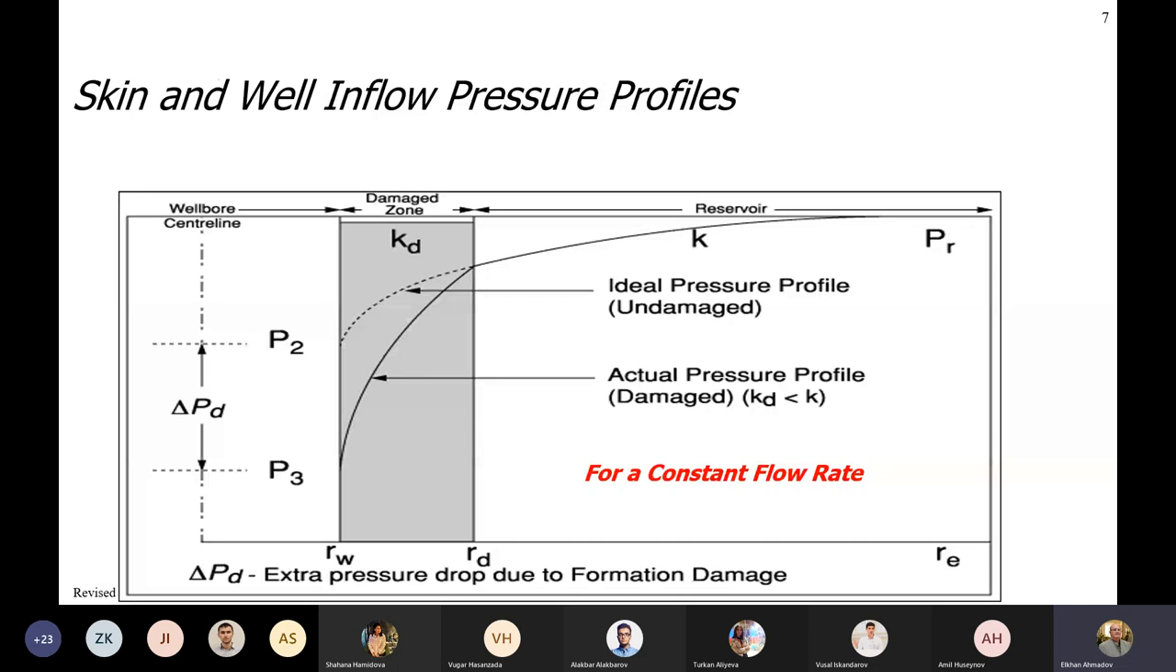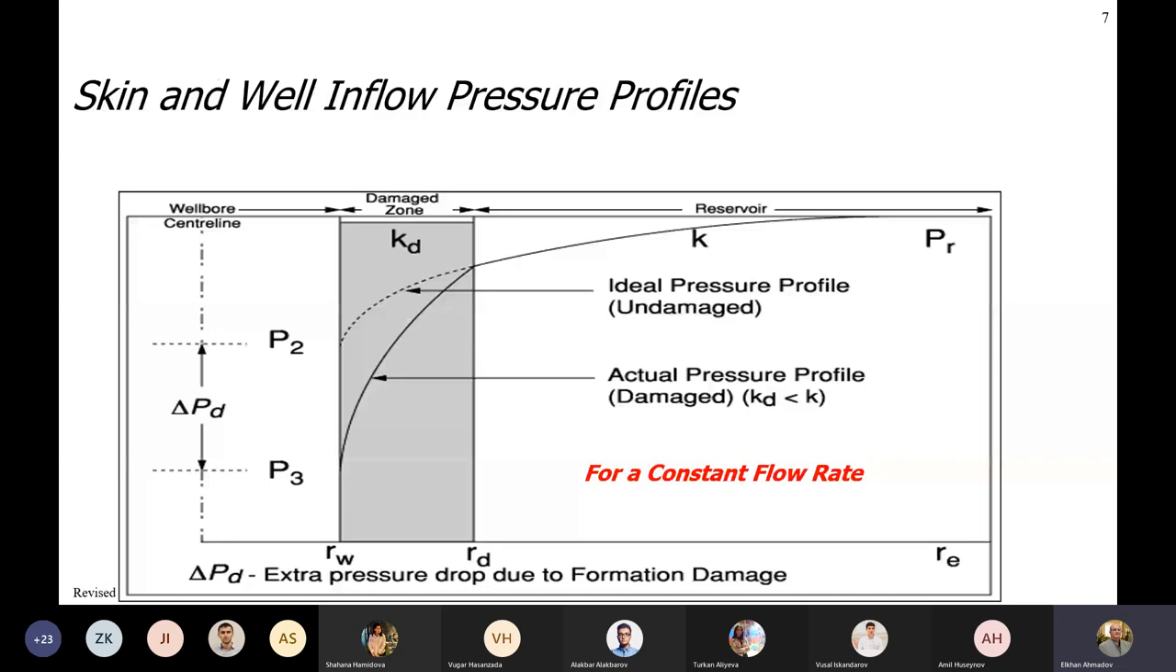Sorry. This graph you have already seen. This is a damaged zone around the wellbore. This is the wellbore, and you can see that the pressure in the reservoir gets very high drawdown, very high pressure losses in the damaged zone. So if we didn't have this damage, it would be like this. But due to the damage, the pressure loss in this area is much more severe. So we lose this amount of pressure, which directly affects the productivity of the well.